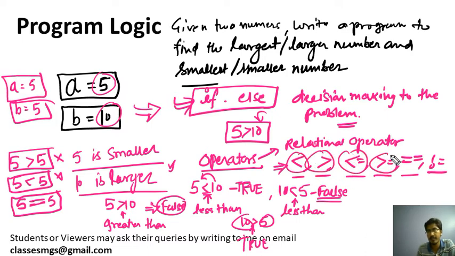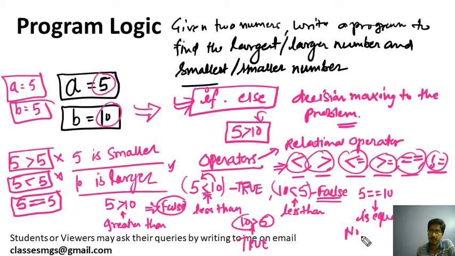You should know these operators, then only you will be able to identify whether these particular numbers are less than or greater than. So let's suppose we want to check whether two numbers are equal or not. Let's suppose 5 double equals 10. Whether 5 is equal to 10 or not? No. So it is false. Let's suppose you are trying to say 10 equals 10, then is it true? Yes, because 10 is equal to 10, so it is true.